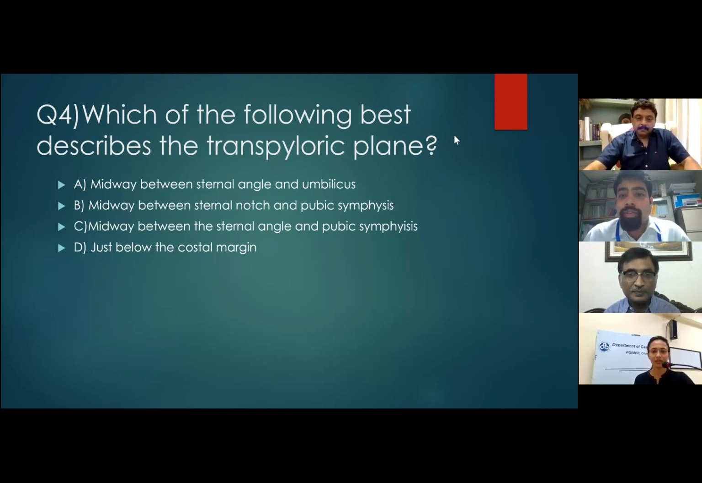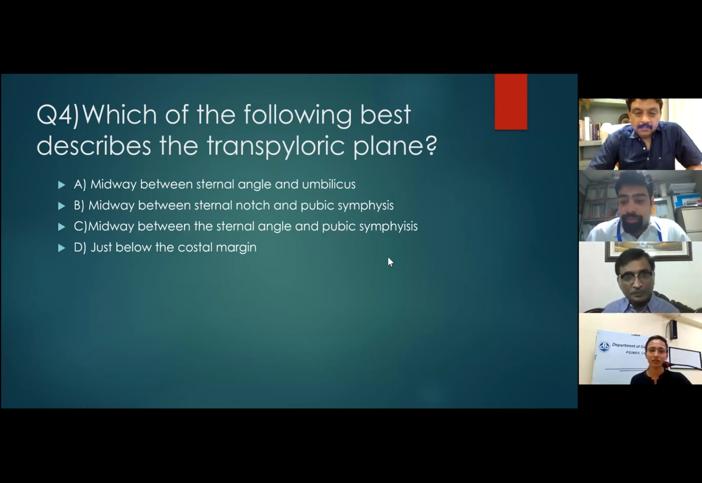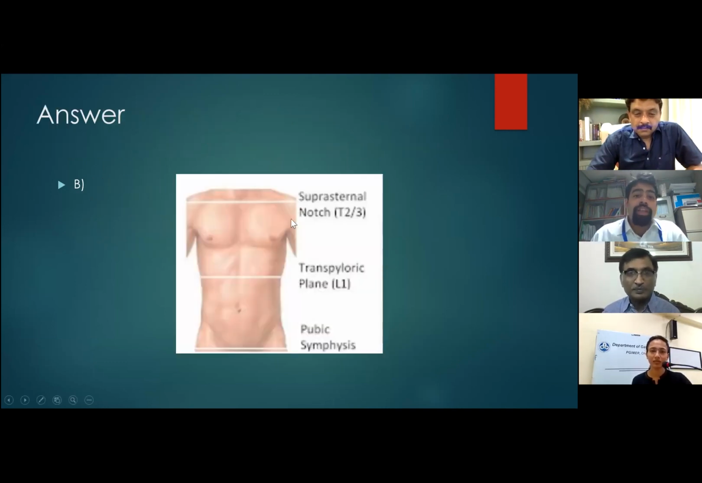So let's share the answers. Only 20% of the people have got it correct this time. The majority of people have chosen just below the subcostal margin. In fact, that is the subcostal plane, and midway between the sternal angle and umbilicus, 30% have chosen. The correct answer is that it lies midway between the suprasternal notch and the pubic symphysis. This is the transpyloric plane, and it lies at the L1 level.